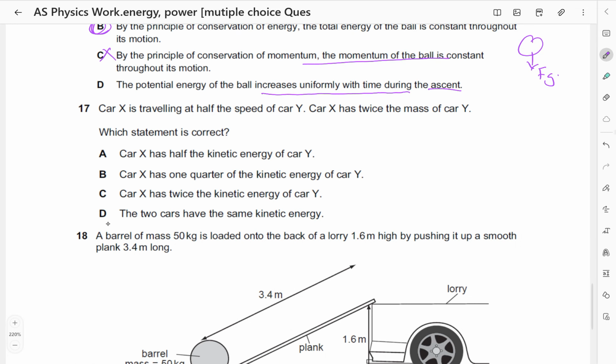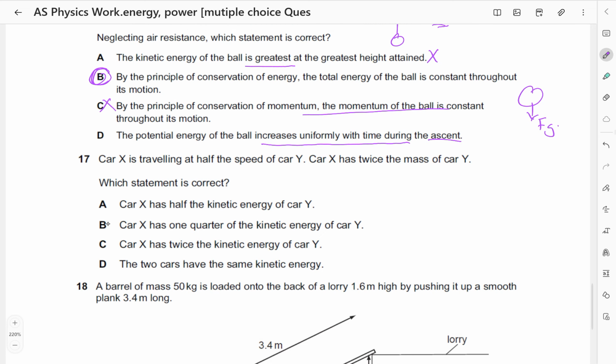Car X is traveling at half the speed of car Y. We have also answered this question, so we shall just solve it. We start with car Y. Its kinetic energy EY will simply be a half M V squared. For X, its kinetic energy will be a half, the mass of X is twice, so this is twice M, and the speed of X is half that of Y, so this is a half V, squared.